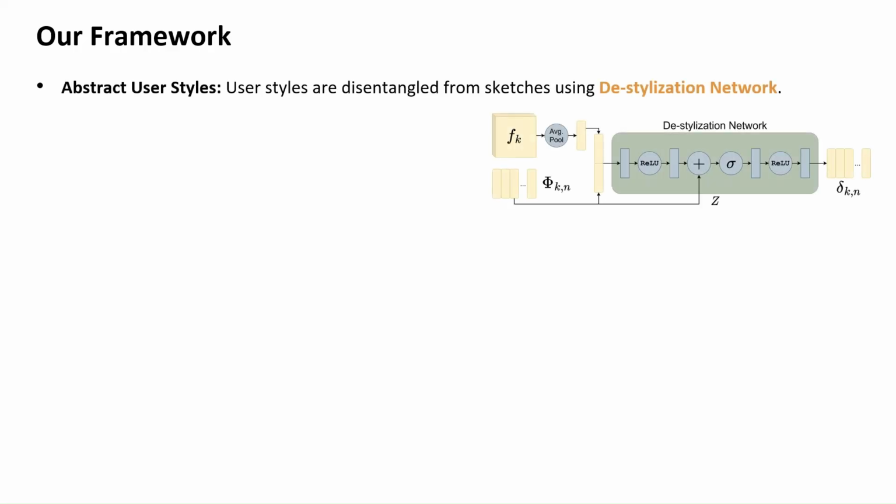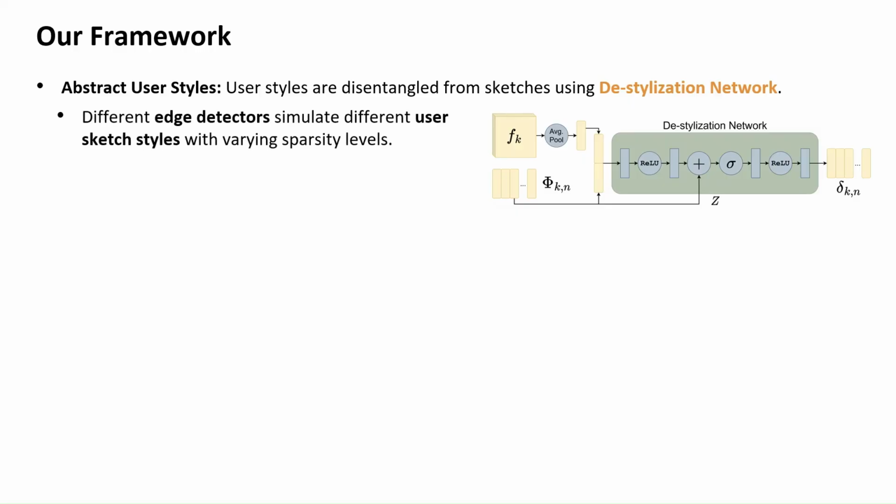Our framework also tries to address the different user styles observed in sketch data by disentangling the same from the contents of the sketch using the destylization network. To aid the destylization process, we imitate different user styles using different edge maps generated from different edge detection algorithms. They vary in sparsity levels, just like sketch, and simulate its abstract nature.